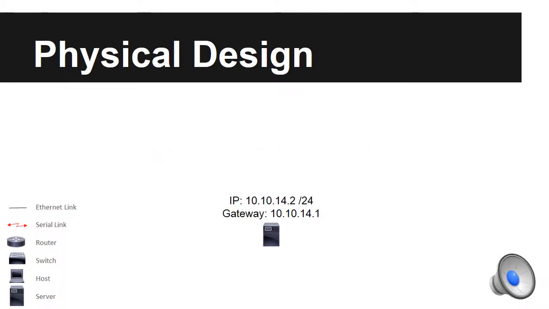This is the server connected to switch 1. It has an IP address of 10.10.14.2 as a /24 subnet, and it looks for its gateway at 10.10.14.1.